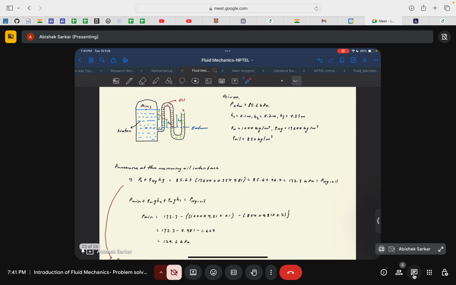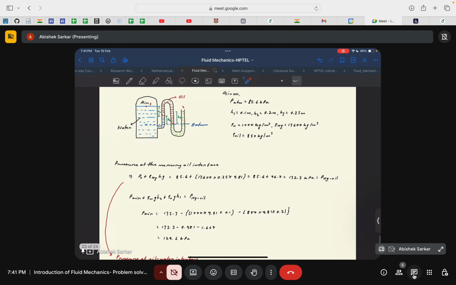I will also show the other way that is given in the solution, but that was my logic: if we consider this as the datum, then we just consider these two different fluids, and that should be equal to the pressure here. From that we got P air equal to 132.3, the pressure at this point. P air plus the pressure due to the oil column at height H1 and the water column at H2 would be equal. So I got 132.3 minus 1000 times 9.81 times 0.1. 0.1 was the height H1.